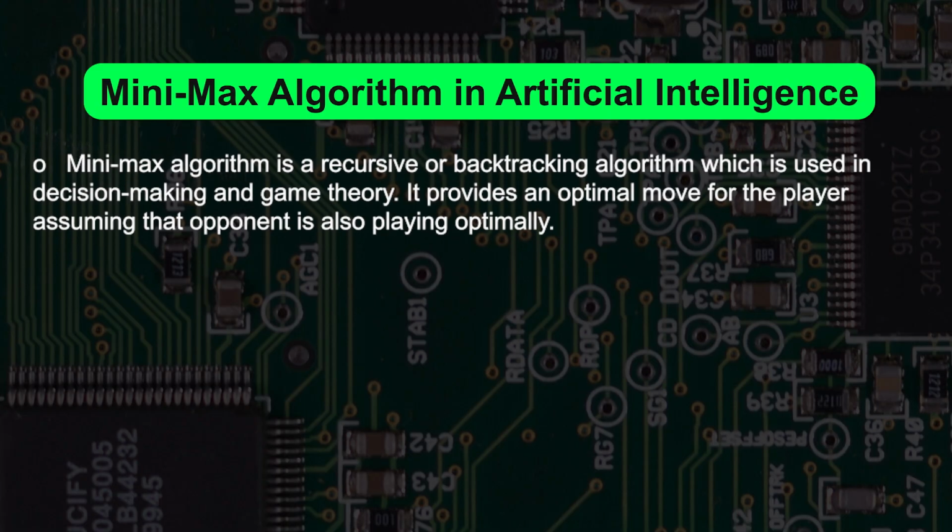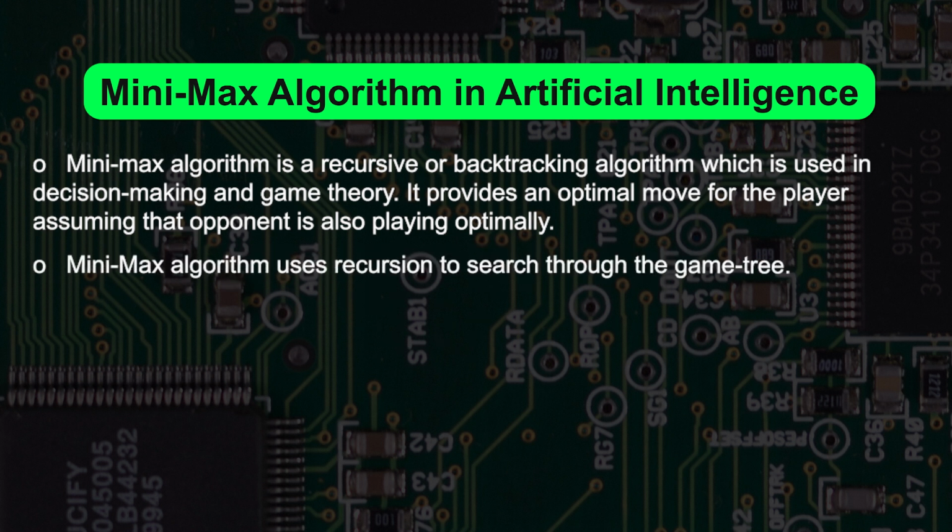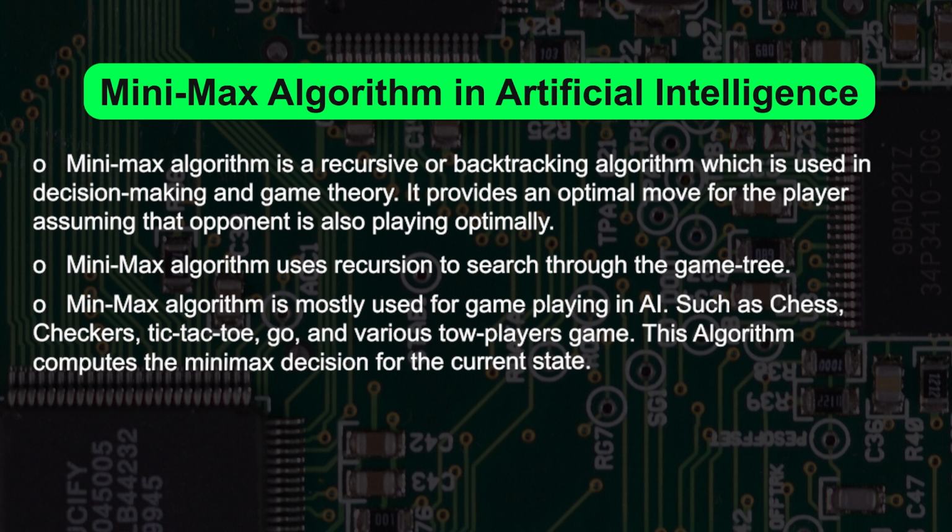Minmax algorithm is a recursive or backtracking algorithm which is used in decision making and game theory. It provides an optimal move for the player, assuming that the opponent is also playing optimally. Minmax algorithm uses recursion to search through the game tree. It is mostly used for game playing in AI, such as chess, checkers, tic-tac-toe, and various two-player games. This algorithm computes the minmax decision for the current state.